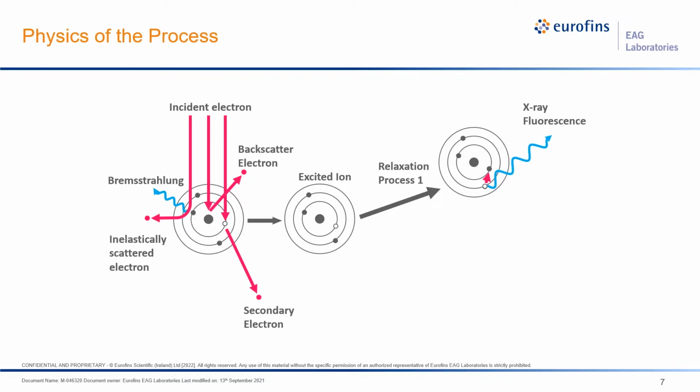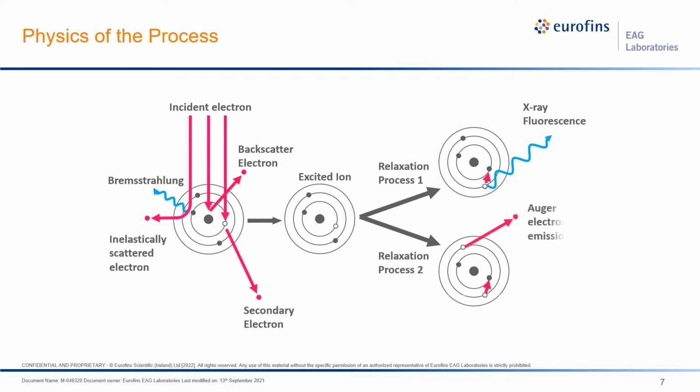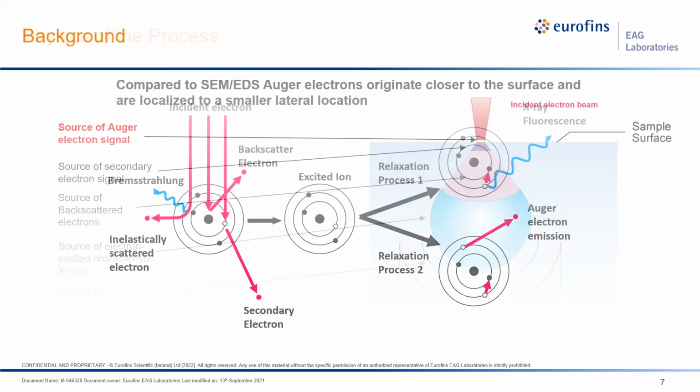But what every Auger analyst likes to see is relaxation process number 2, where again, an electron will drop down to the lower level, but this time the energy difference is used to eject a 3rd electron, which is called the Auger electron. The kinetic energy of this electron is very characteristic of the atom it came from, and it is the difference between these 2 energy levels minus the binding energy of this 3rd electron, or Auger electron. So by energy analyzing these emitted electrons, we can identify the atoms they come from.